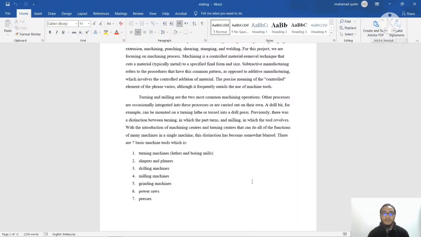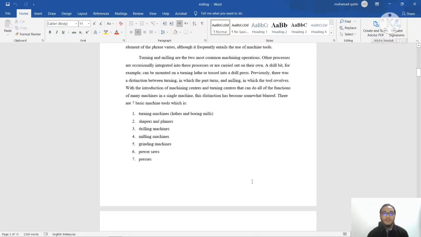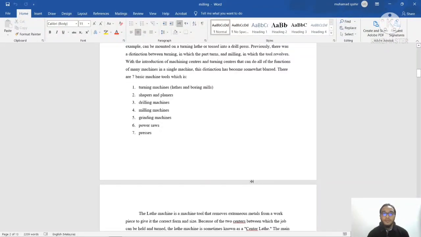There are 7 basic machine tools involved in the machining process. The first one is turning machines. Second is shapers and planers. Next, drilling machines, milling machines, grinding machines, power saws, and presses. But for this project, we are going to do the lathe machine, drilling machine, and milling machine.